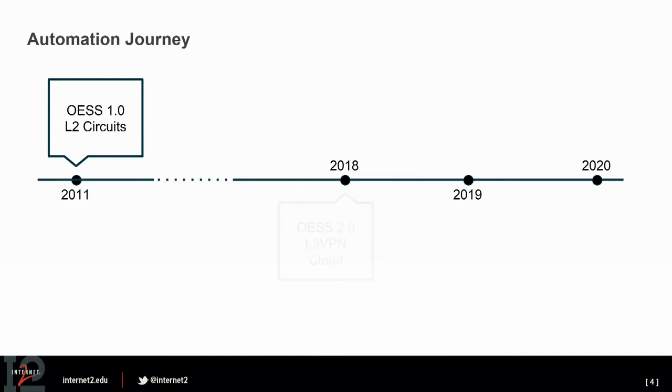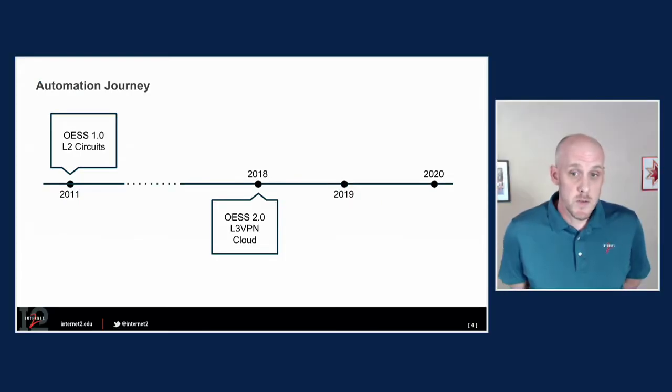Fast forward to around 2018, we upgraded OESS to support layer 3 VPN connectivity. The primary driver was cloud connectivity for our members. So our members can use our network to provision layer 2 circuits directly into cloud providers. They can also provision layer 3 VPNs, which is a little bit more scalable for many of our members. It also enables inter-cloud connectivity for users that need it.